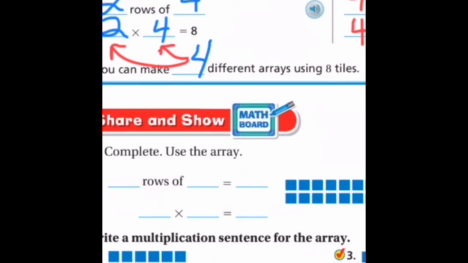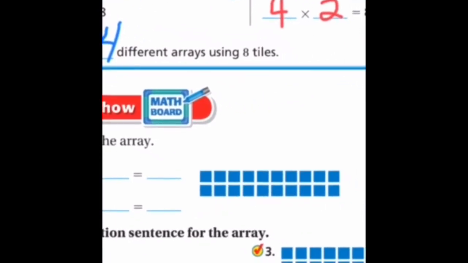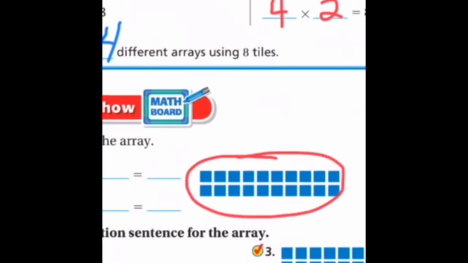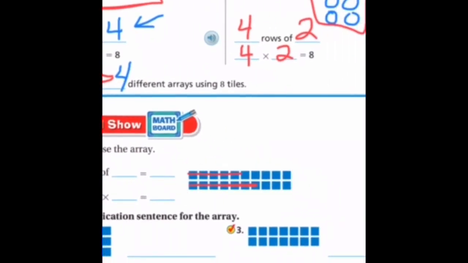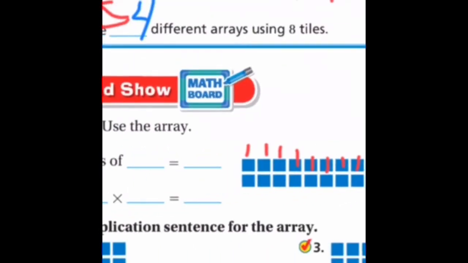Okay, here I go. I look at this array right here. It has 2 rows, 1, 2 rows. So we have 2 rows of something. Now I have to count them. I'm going to erase all this. Let's see. There's 1, 2, 3, 4, 5, 6, 7, 8, 9, 10. 10 in each row. So I have 2 rows of 10.